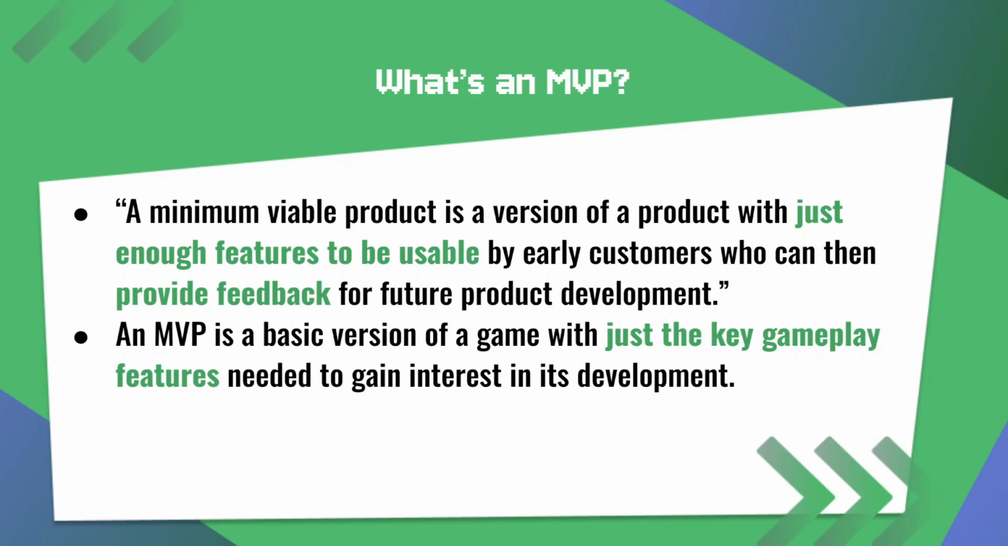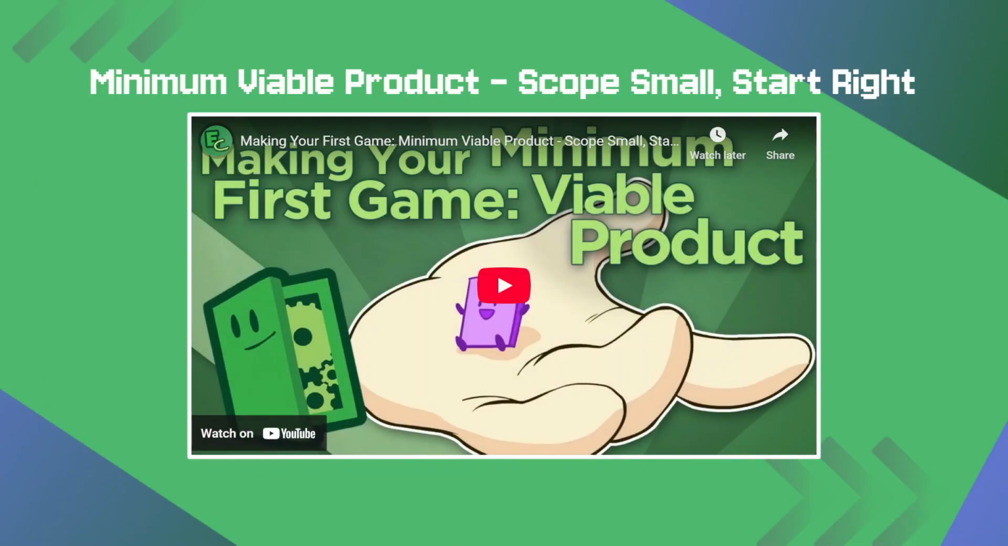An MVP is a basic version of the game with just the key gameplay features needed to gain interest in its development. And I think this is best described by the Extra Credits video, I'm sure you've heard of them, on what a minimum viable product is.